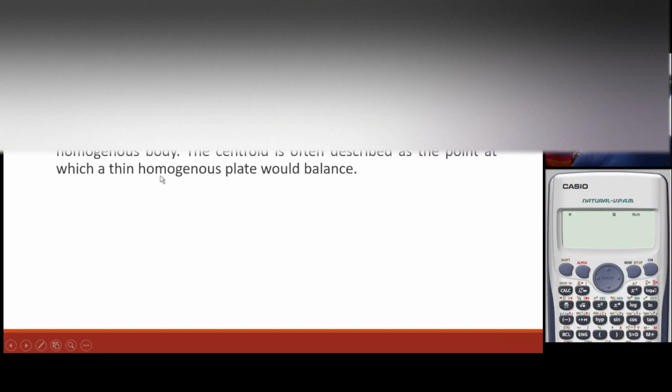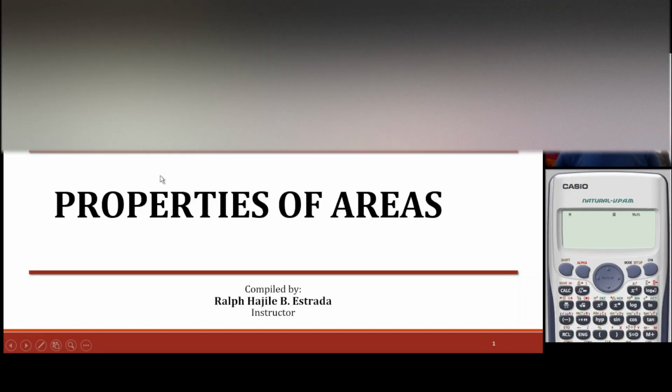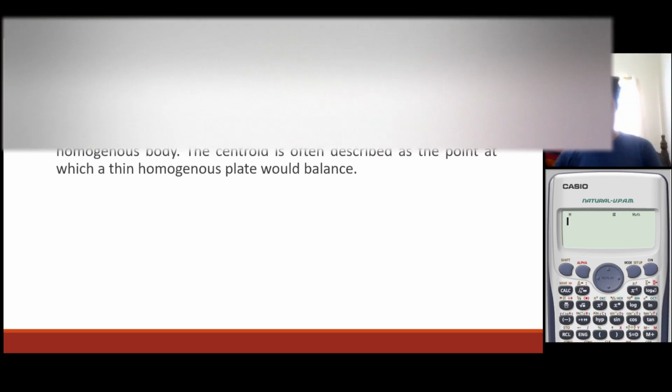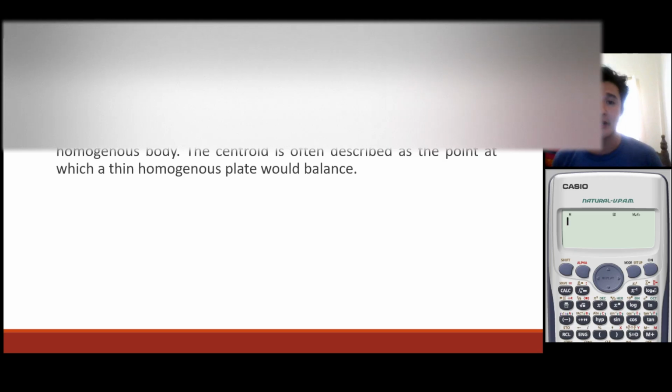So, properties of areas. Okay? So, ang goal natin dito is para magkaroon tayo ng background sa moment of inertia, because we will use that sa computation ng bending stresses natin for our beams. Okay? So, without further ado, tuloy tayo. So, there are seven properties of areas na gusto kong i-discuss sa inyo this afternoon.